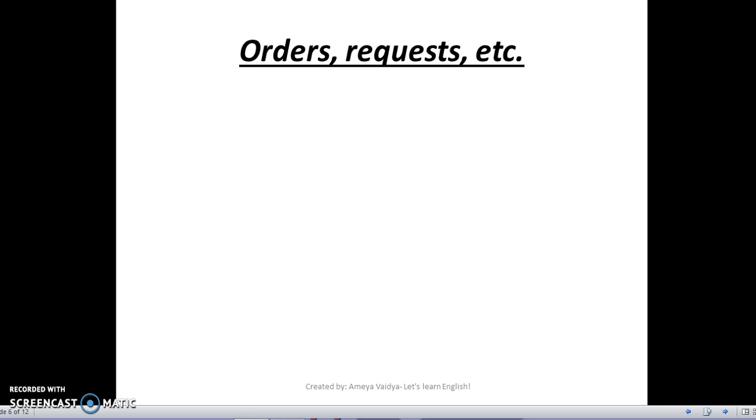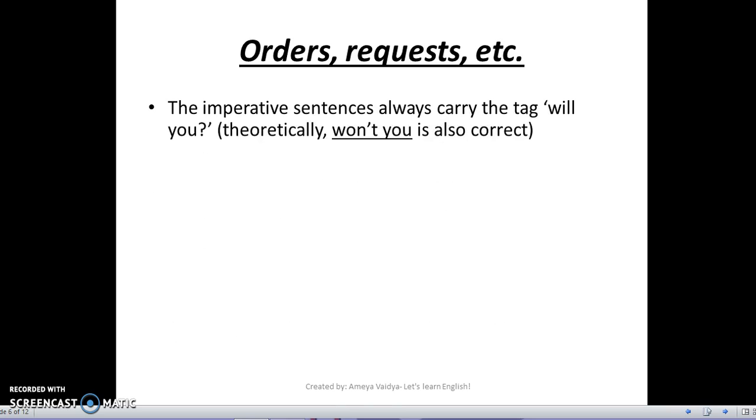Now let's discuss orders, requests, so imperative lines basically. The imperative sentences always carry the tag will you. Theoretically, won't you is also correct because you've just seen a few slides ago that it's positive that changes to negative, the negative to positive, vice versa, of course. So if you want, theoretically, won't you is correct, but I've gotten it checked and verified from various grammarians, and they believe that will you makes better sense because you want the person to actually carry out your command.